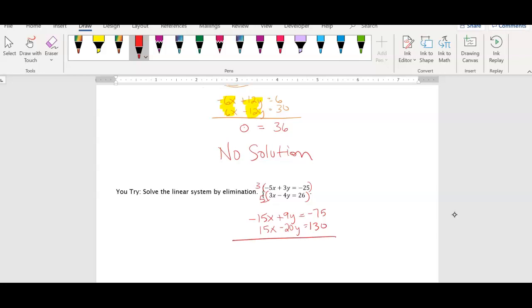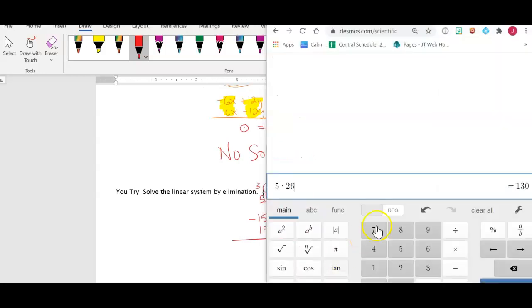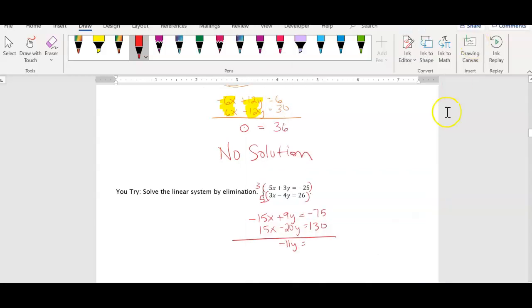Add these two equations together. 9 and negative 20, that's going to equal negative 11y. And then negative 75 and 130, I'll add those together in the calculator, and it equals 55. Divide each side by negative 11, giving me y equals 55 divided by negative 11 is negative 5. So I have one of my answers.